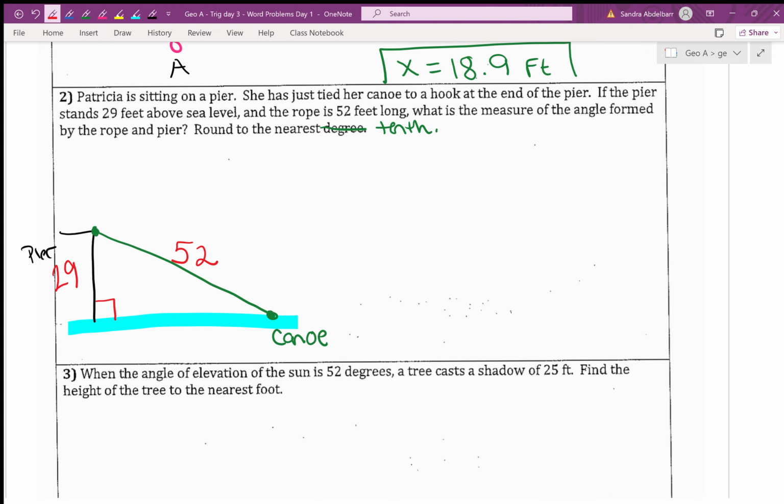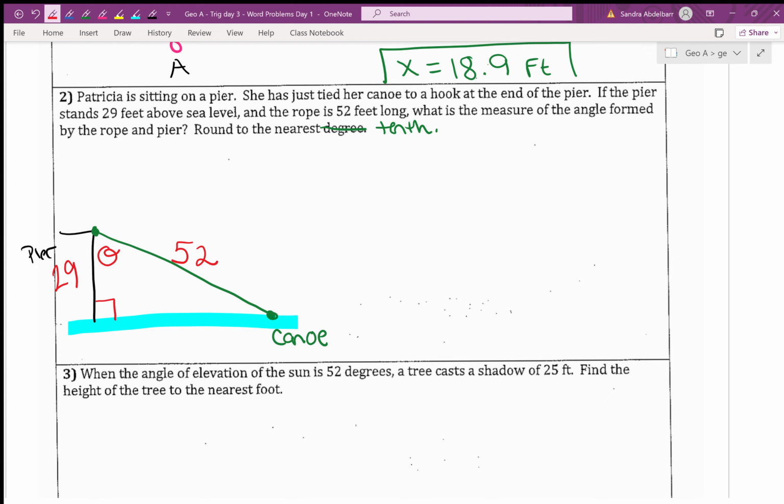What is the measure of the angle formed by the rope and the pier? You guys tell me, is that angle 1 or angle 2 they're talking about? Find the angle formed by the rope and the pier. Which angle is that? 1 or 2? Oscar. 1. So aren't they saying find that angle? They're asking us to find that angle. What do I call an angle I don't know? Theta. Remember the circle with the loop through it? So we are trying to find theta.